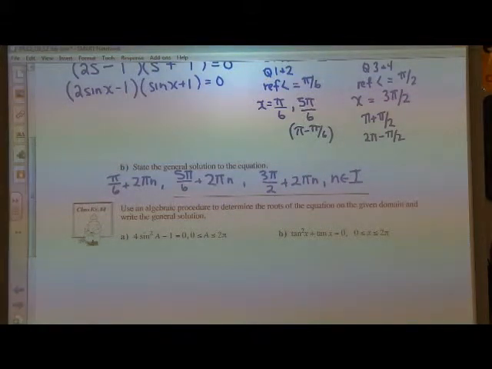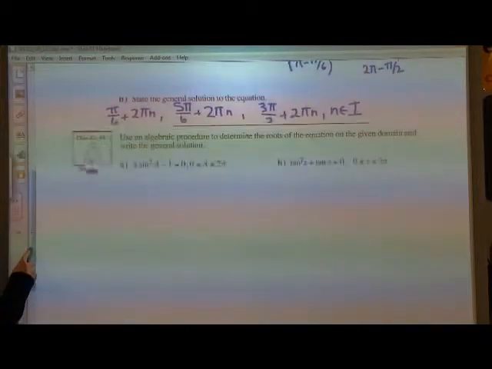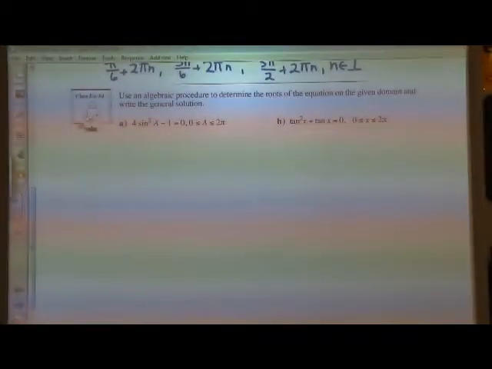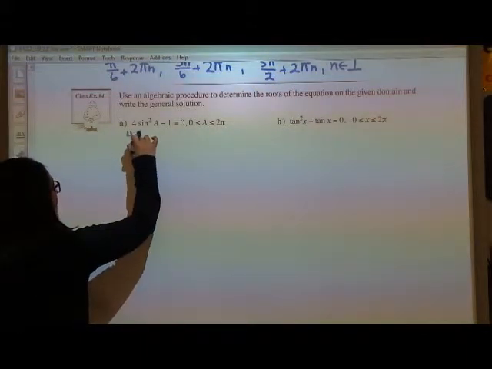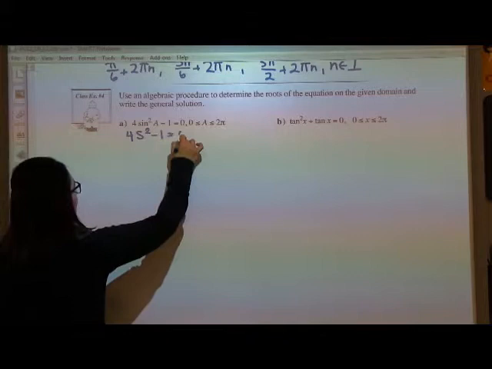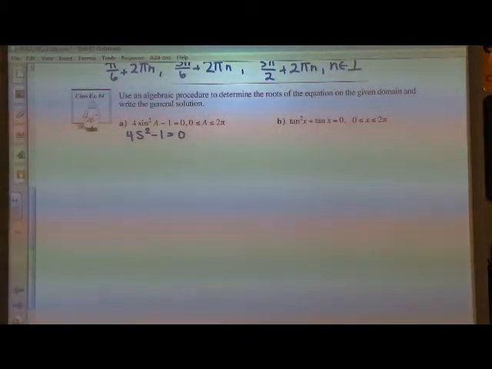Okay, so now what we're going to do is use an algebraic procedure to determine the roots of the equation on the given domain and also state the general solution. So I'll get you started on A. I have 4 sine squared x minus 1. So again, if I did that substitution and rewrote it as 4s squared minus 1 equals 0, what kind of a polynomial do I have here? Difference of squares. So factor the difference of squares and then work through the rest of the question. I'll give you a couple of minutes to do that.